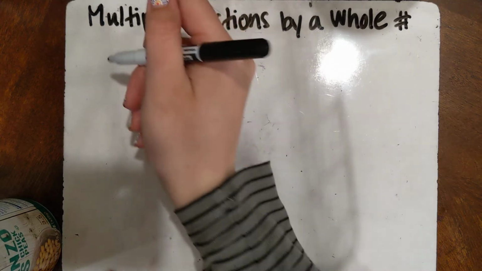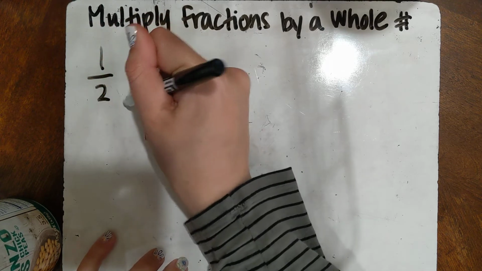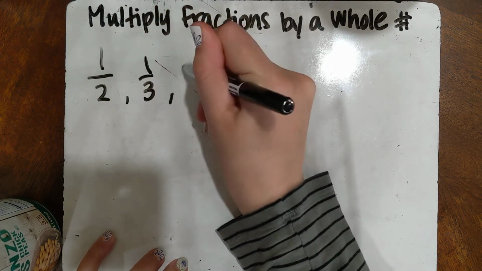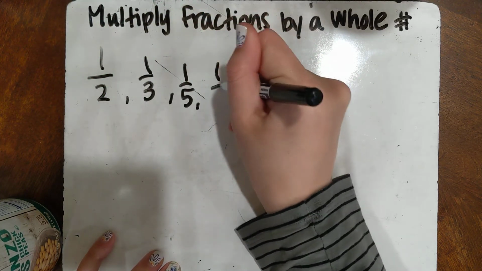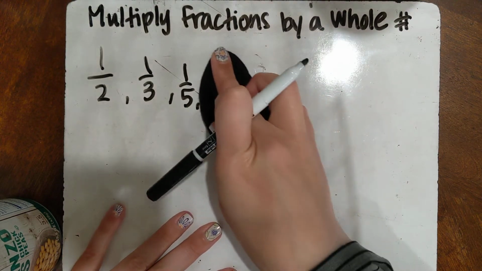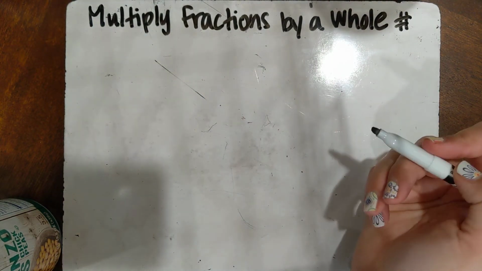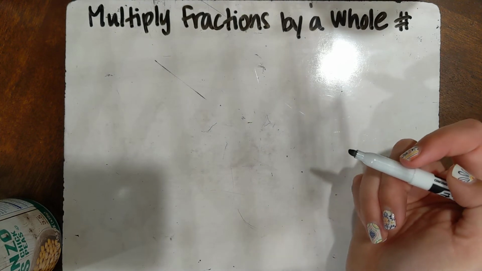Unit fractions always have a 1 for the top. So that could be 1/2, 1/3, 1/5, 1/7. It doesn't matter what the denominator is, the numerator always needs to be 1, okay? In fifth grade, you'll move on to multiplying the fractions by another one. So there are two different ways that we could do this.